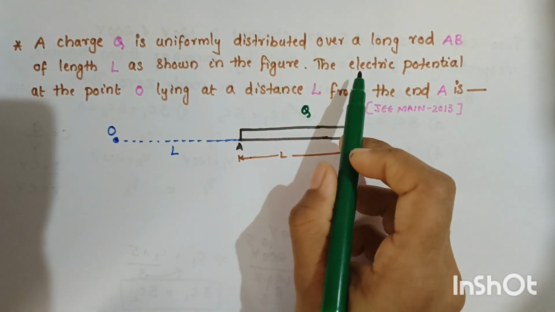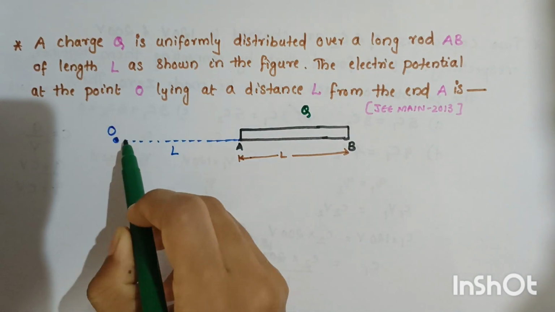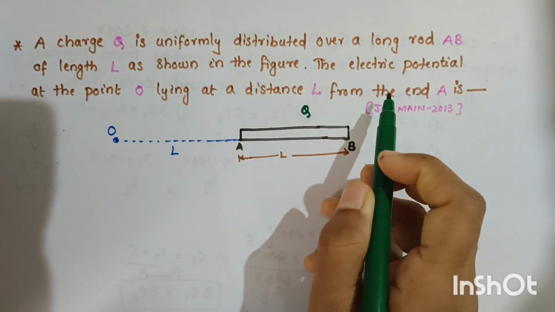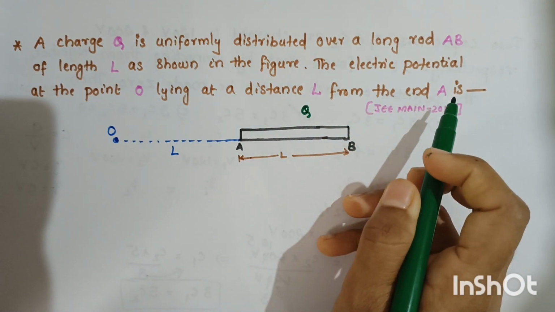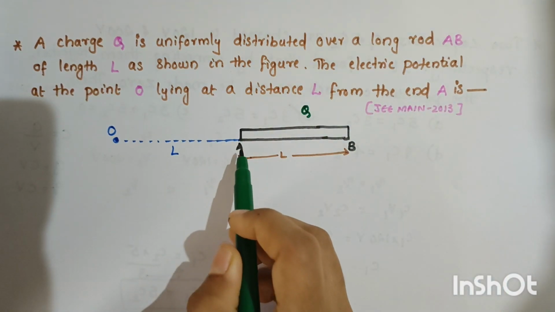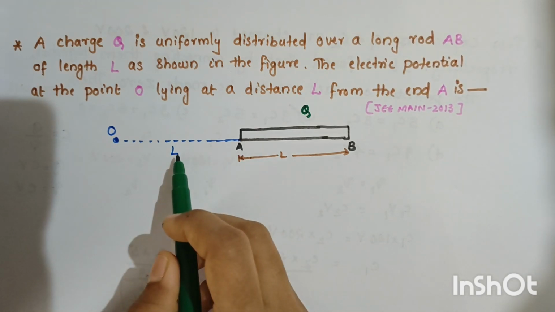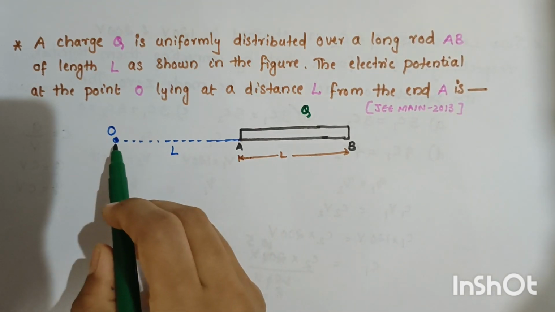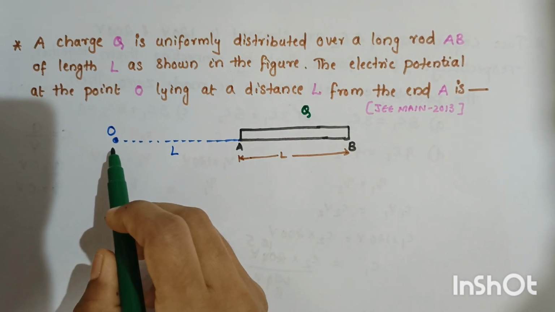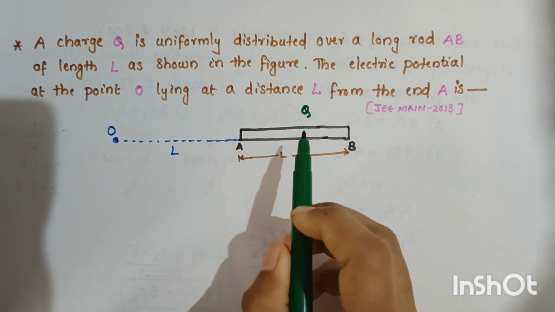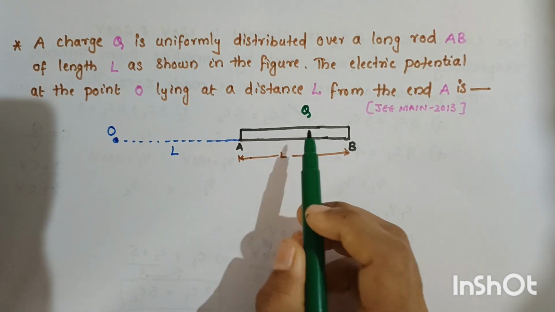Now the electric potential at a point O, lying at a distance L from the end A, is dash. So this end is A. From the end A a length L is marked here. Then the point O is marked here. So we want to determine the electric potential at this point O due to this charge distribution.